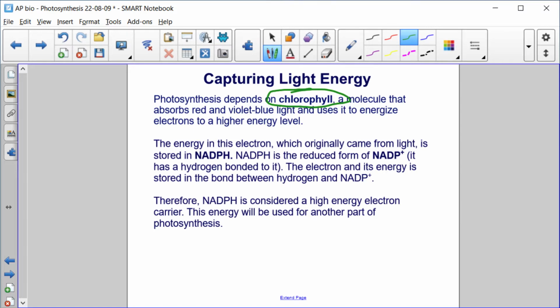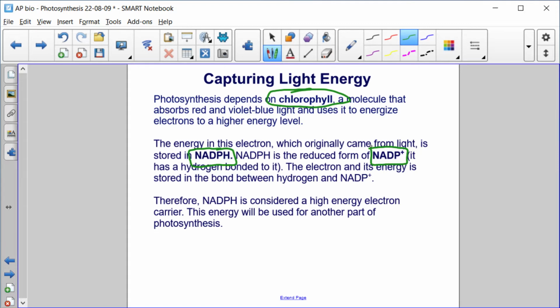The energy in this electron, which originally came from light, is stored in something called NADPH, which is the reduced form of NAD+. It has a hydrogen bonded to it. The electron and its energy is stored between the hydrogen and the NAD+ bond.